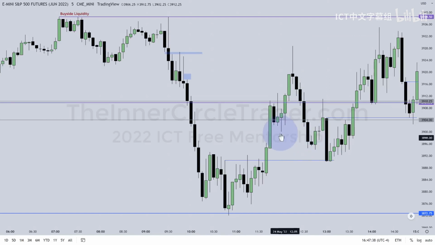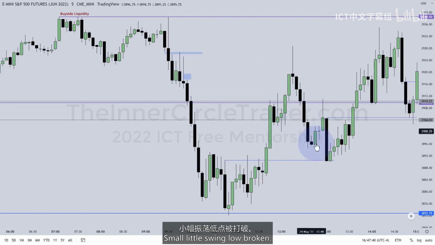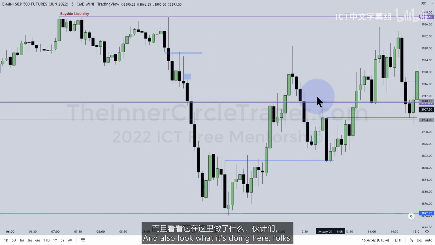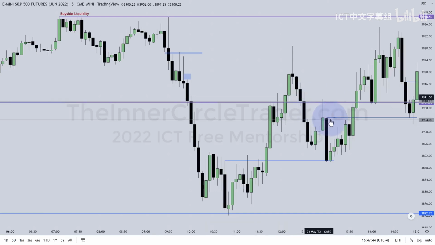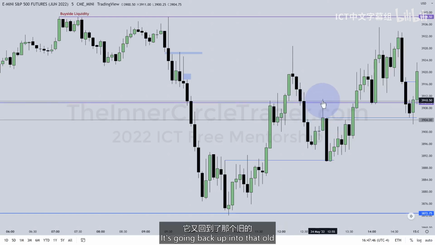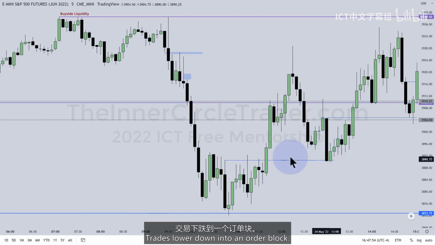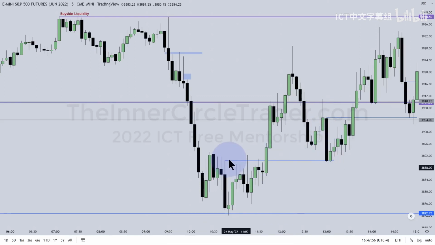Broke lower, small little swing low broken, back to a rebalance. And also look what it's doing here, folks. It's going back up into that old gap opening on Sunday. Trades up into it, acts as what? Resistance. Trades lower, down into an order block. Big down candle right there. That's the one over here. Hits it, starts to accumulate, rallies up, back above what level?